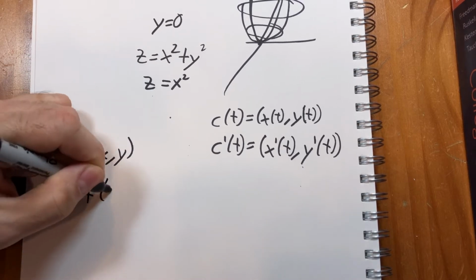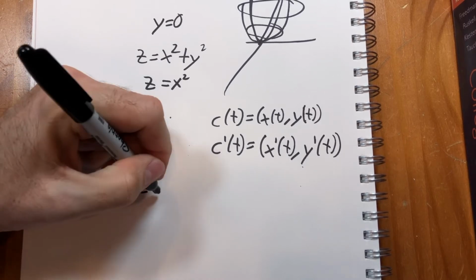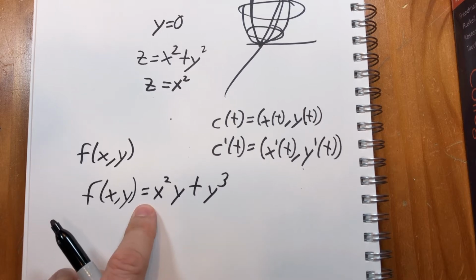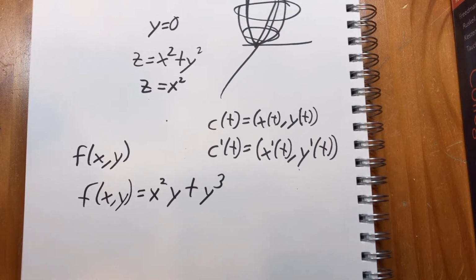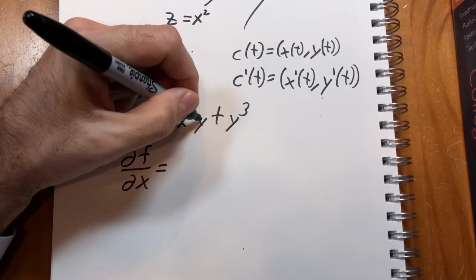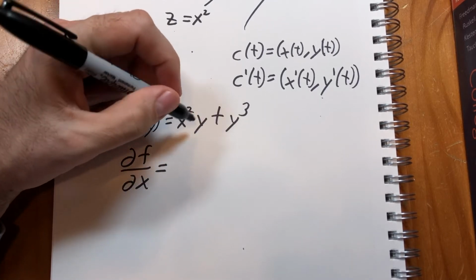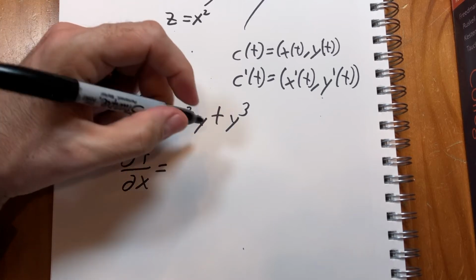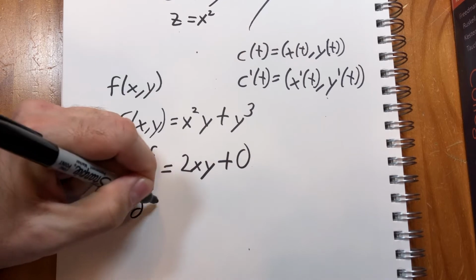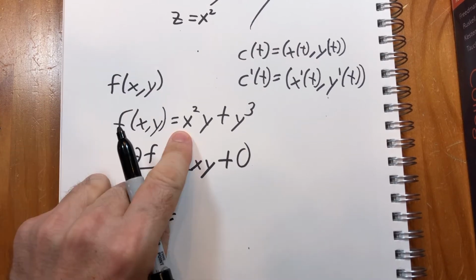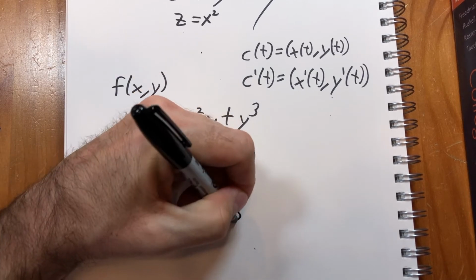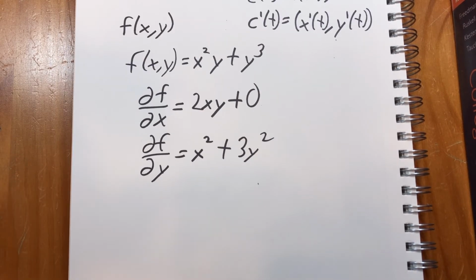So, for example, if we have that f(x,y) equals x squared y plus y cubed, let's find the partial derivative with respect to x and the partial derivative with respect to y. To take the partial derivative with respect to x, we hold y constant, and then we just take the derivative as though y was constant. So it would just be 2xy plus 0. And to take the derivative with respect to y, we hold x constant, and we have x squared plus 3y squared, okay?